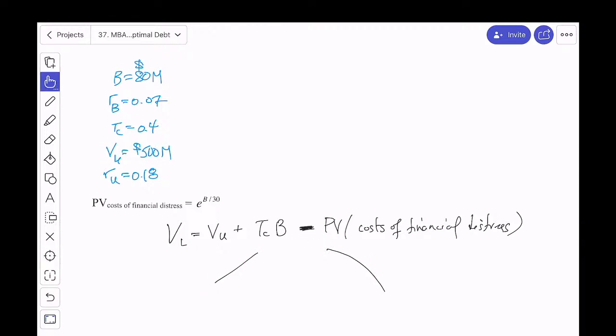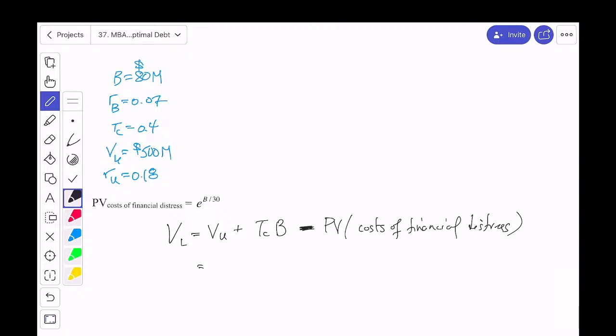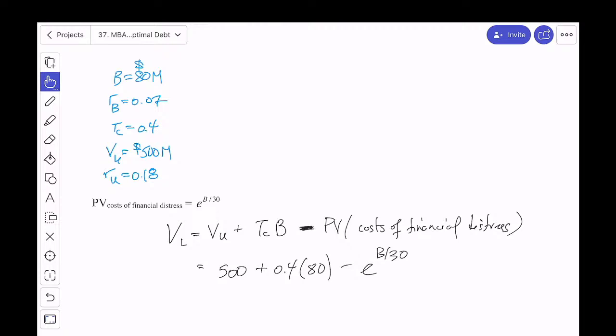So let's put in all the values. These are all in millions of dollars, so it's 500 plus 0.4 times 80 minus e to the B over 30. So let's say we were able to derive a function from data, from information in the industry, for what we've done in the past, using other information. And we want to find the optimal level of debt.